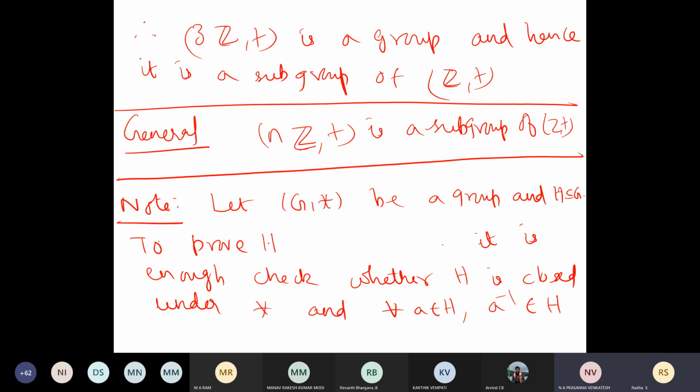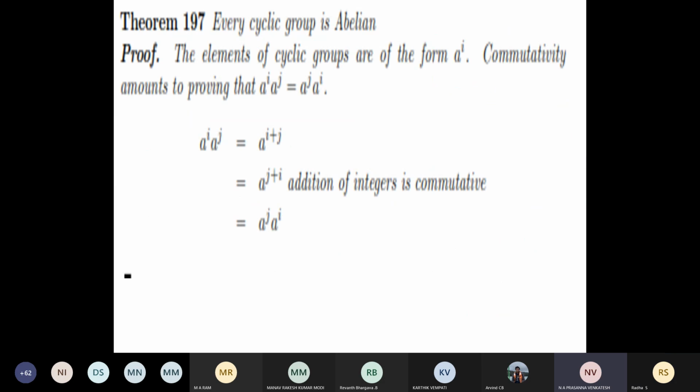If H is a subgroup of G, it is enough to check whether H is closed under star and for all a belongs to H, a inverse belongs to H. Clear? I've written a note. These two are enough. Cyclic group and others are not necessary.